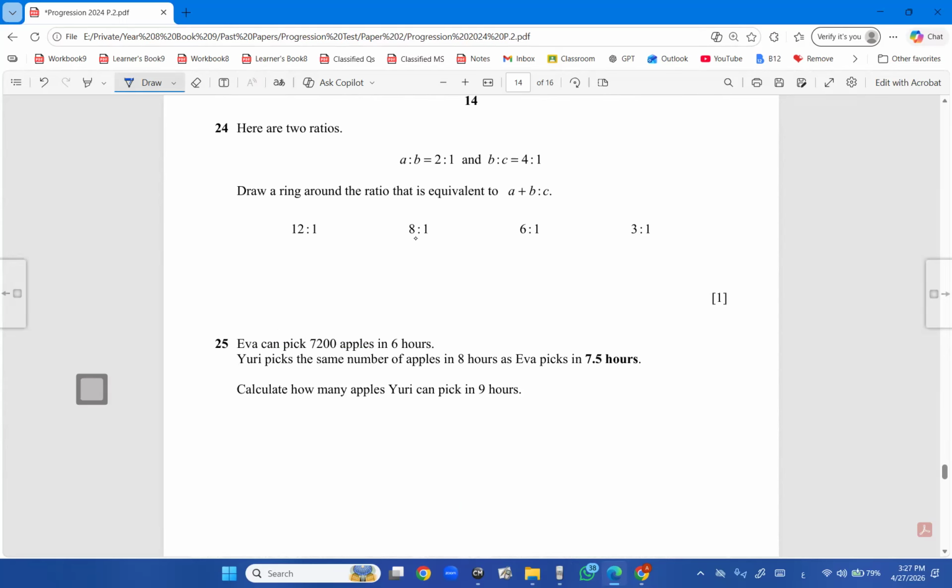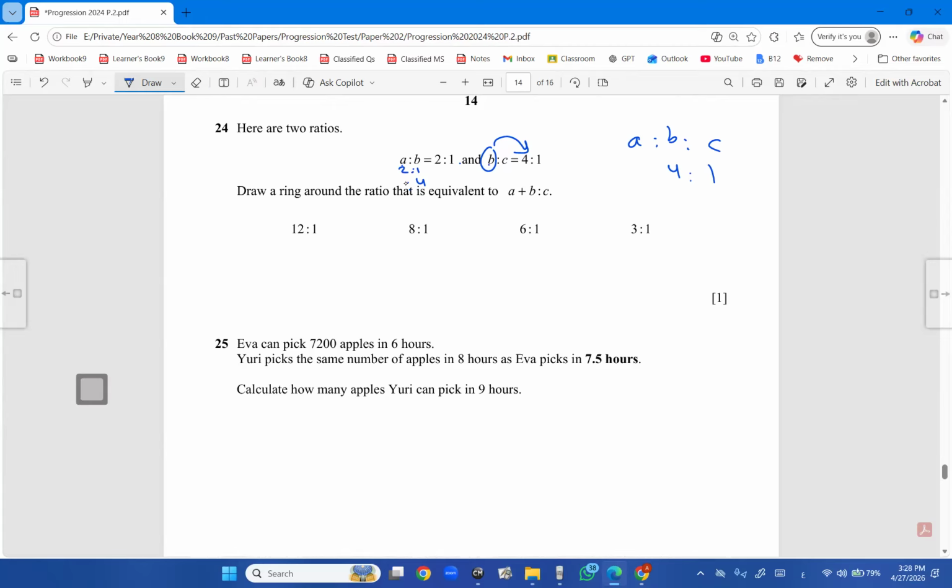Here are two ratios. A to B is 2 to 1. B to C is 4 to 1. They want A to B to C. I know that B to C is 4 to 1. We know that A to B is 2 to 1, but imagine that B is not 1. No, B is actually a 4. Look at that, B is 4.